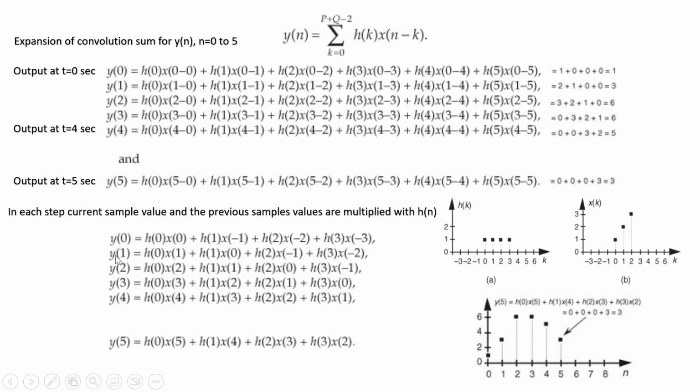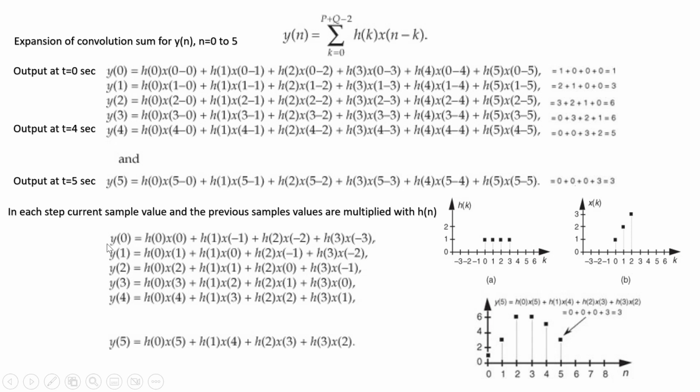So if we want to find out the output after 1 second, at this point of time when we apply this pulse to our system, then our current value is this one. So our current value will come here, and we will give the previous values here, and then we will multiply it with the consecutive values of the impulse response. So we will get the output y1 after 1 second.